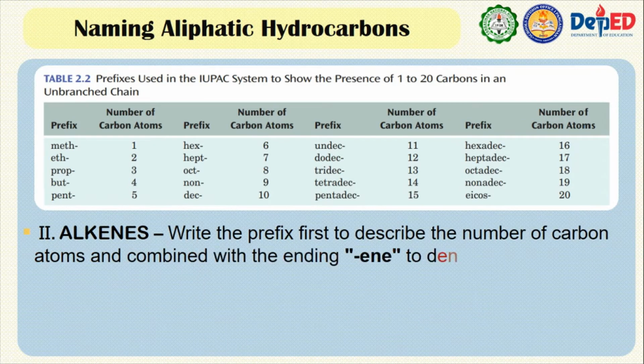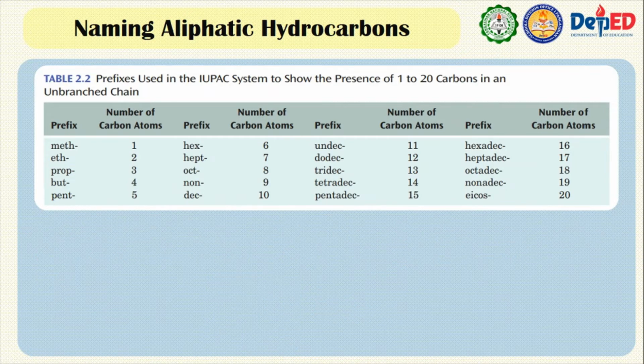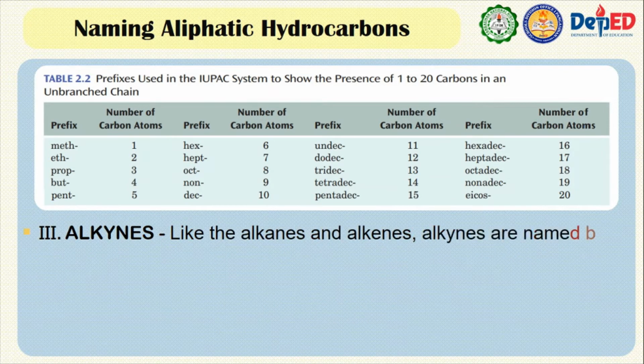Now let's have alkenes. How do we name alkenes? Write the prefix first to describe the number of carbon atoms and combine with the ending "ene" to denote the double bond. Let's have an example. There are 2 carbon atoms in the example, so we use the prefix "eth" plus the ending "ene", so this is named as ethene.